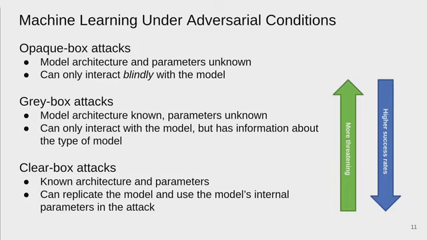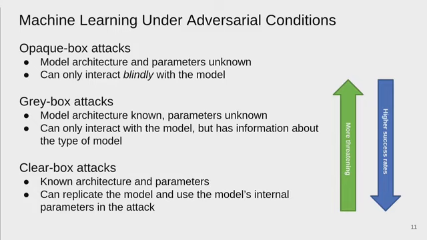Gray box attacks are, on the other hand, where the model architecture is known, the parameters are unknown, and the attacker can interact with the model but has information about the type of the model. So it gives the attacker some edge. And this is pretty much the same as if you're looking at fuzzing, right, where the fuzzer gets some kind of feedback from the program execution in these gray box fuzzing approaches, if you want to connect to software testing.